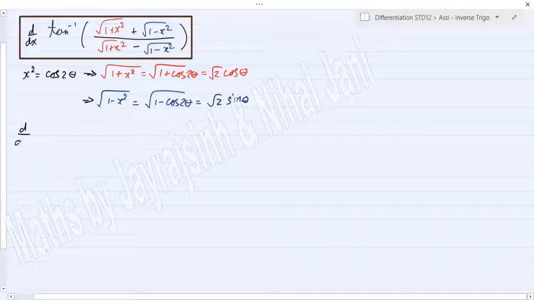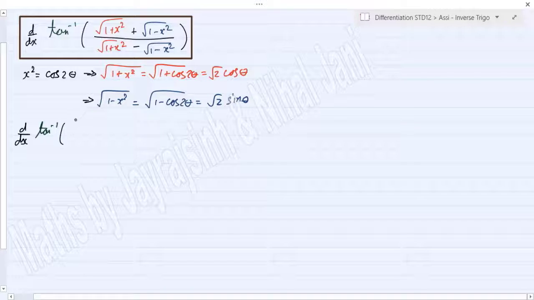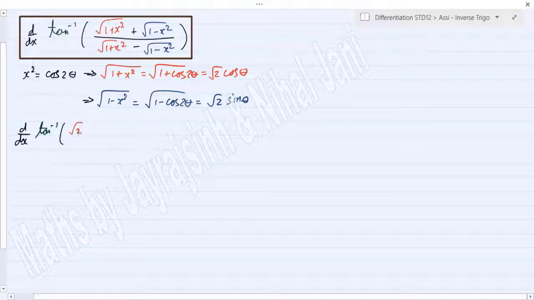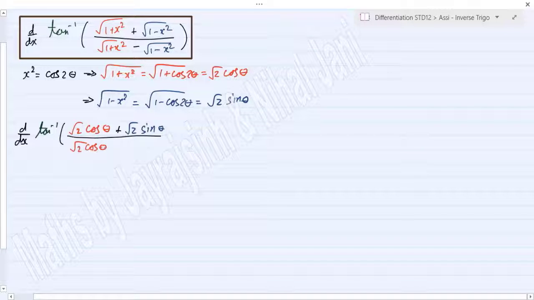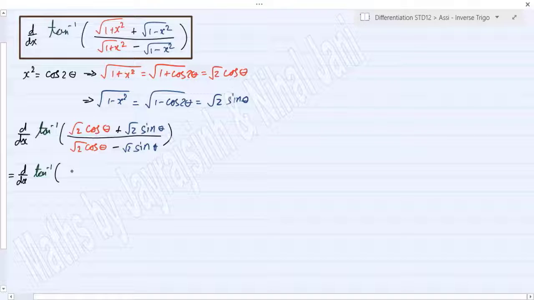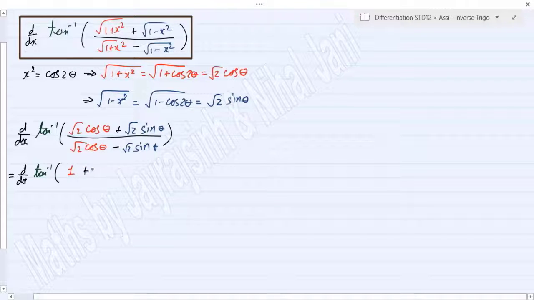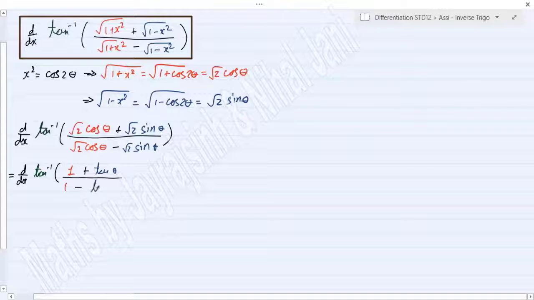So our d by dx of tan inverse will be as it is, and we can simplify our bracket as root 2 cos theta plus root 2 sine theta upon root 2 cos theta minus root 2 sine theta. Now, we should convert the bracket in terms of tan because we have tan inverse, and for that we have to divide numerator and denominator by root 2 cos theta. So we will get (1 plus tan theta) upon (1 minus tan theta).